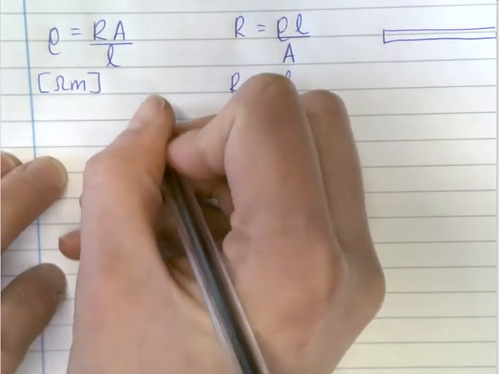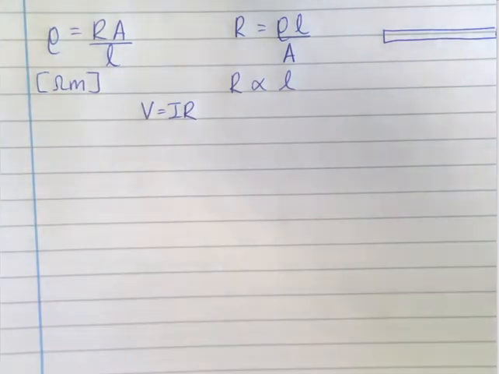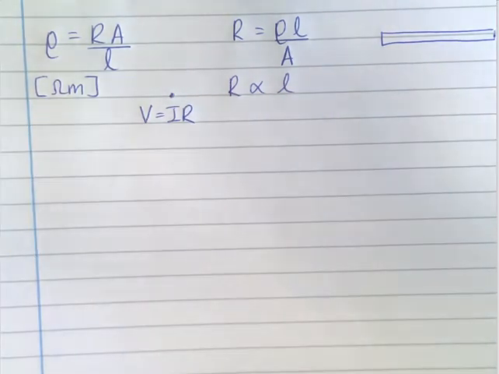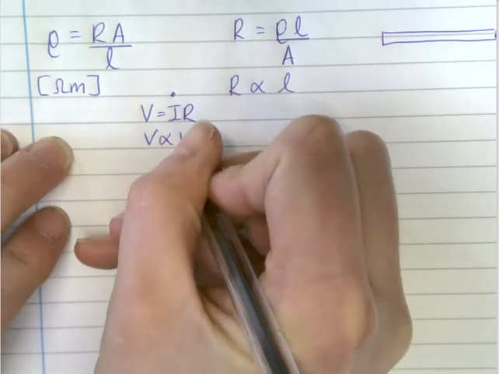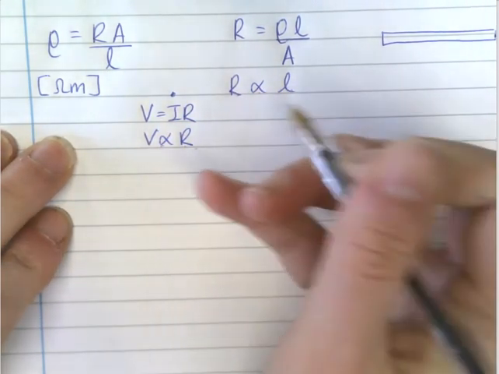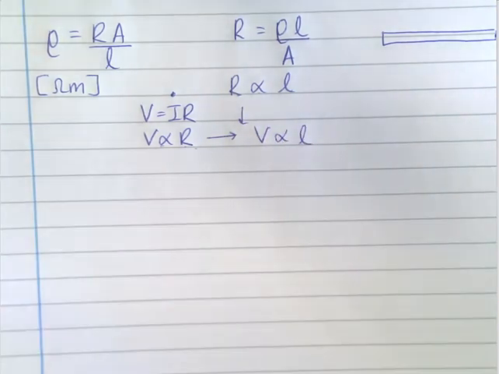Now, I can also say that V equals IR. And if I'm thinking about a long piece of wire, it's automatically a series circuit. All the electrons have to go through all of the wire. There's no choices. So that means that I is going to be the same throughout the wire, and that means I can say that V is proportional to R. Now, if V is proportional to R and R is proportional to L, I can put these two together and say that V is proportional to L.